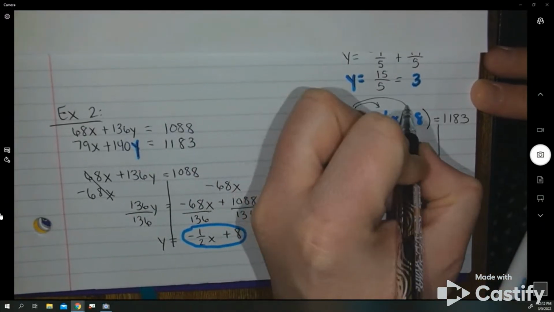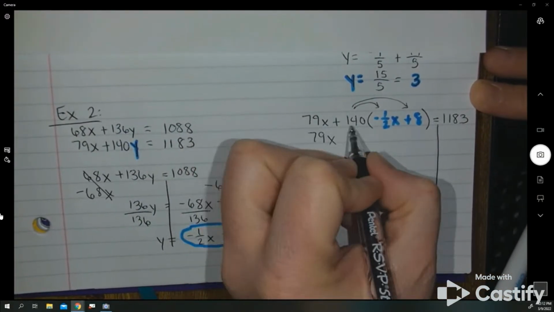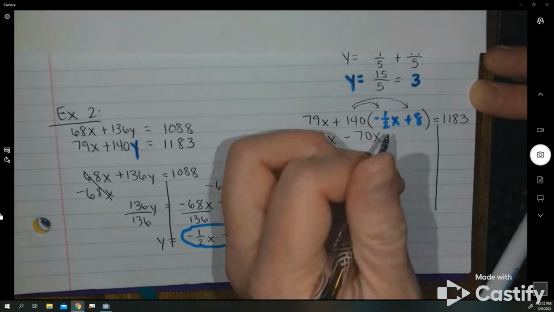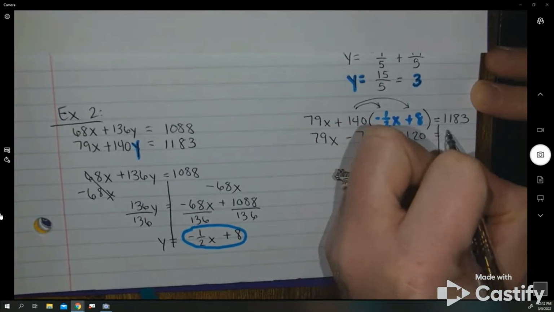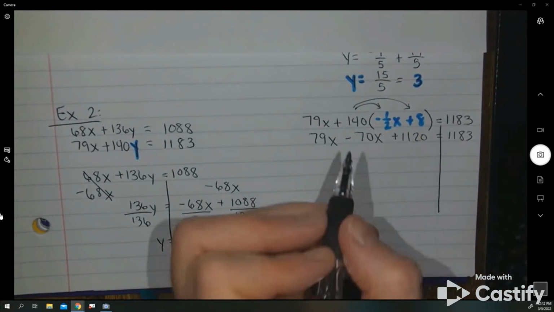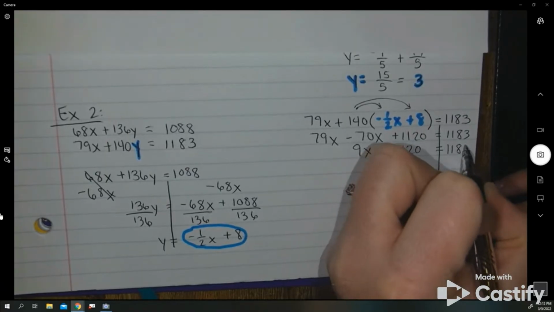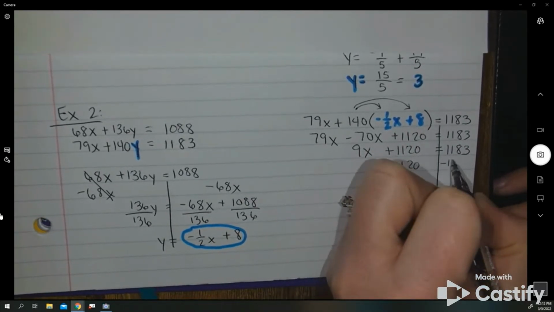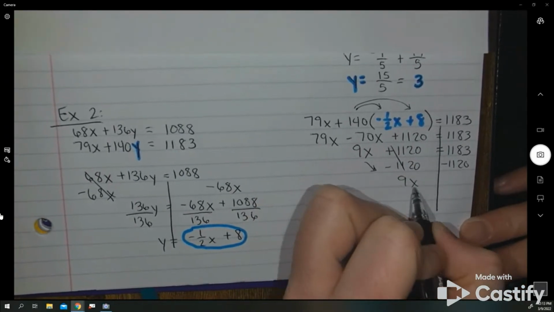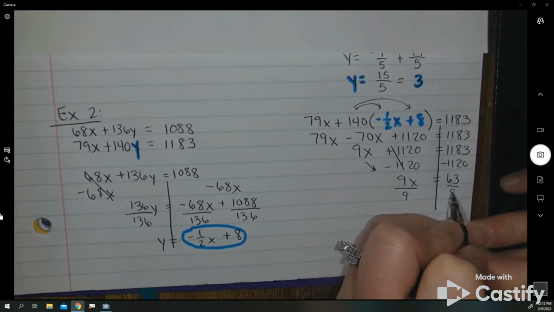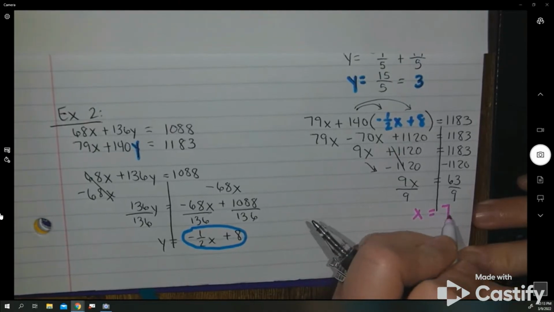So we start by distributing into our parentheses. Bring down the 79x. We have 140 times -1/2 x is -70x. And 140 times 8 is positive 1120. Still equal to 1183. 79x minus 70x is 9x plus 1120 equals 1183. We're going to subtract 1120 from both sides. Bring down this 9x here. 1183 minus 1120 is 63. Divide by 9. And we find out that x equals 7.